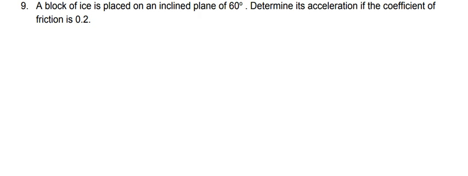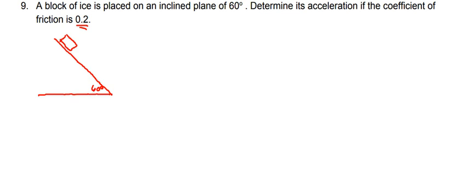All right, so we've got a block of ice placed on an inclined plane at 60 degrees. Ooh, that's steep. Okay. 60 degrees is the angle, not the temperature. Determine the acceleration if the coefficient of friction is 0.2. Okay, block of ice placed, determine the acceleration.